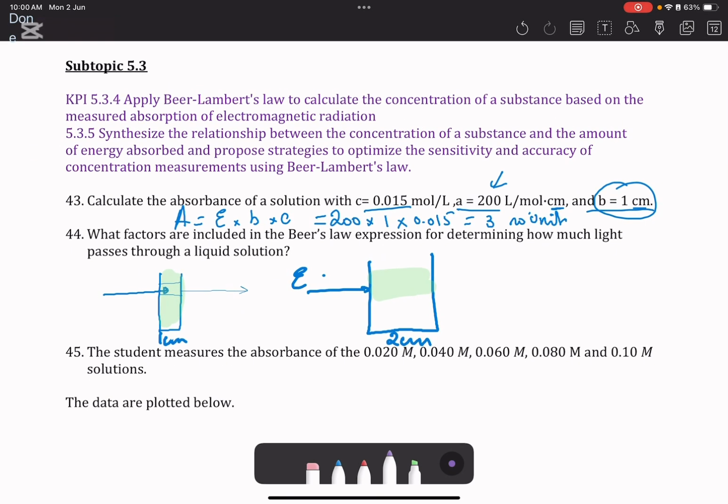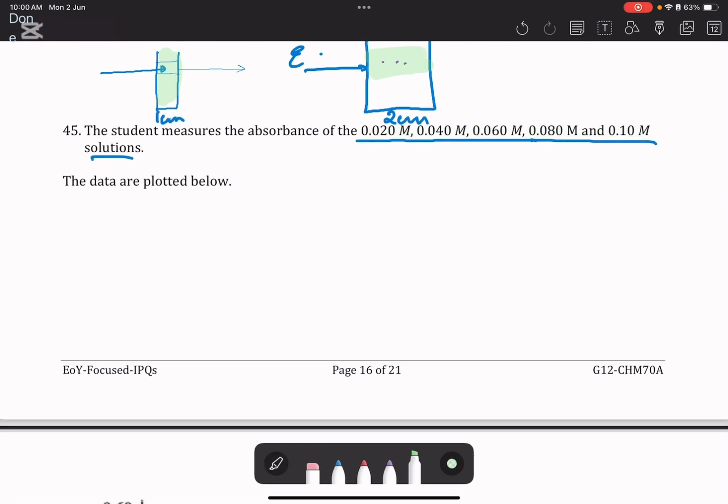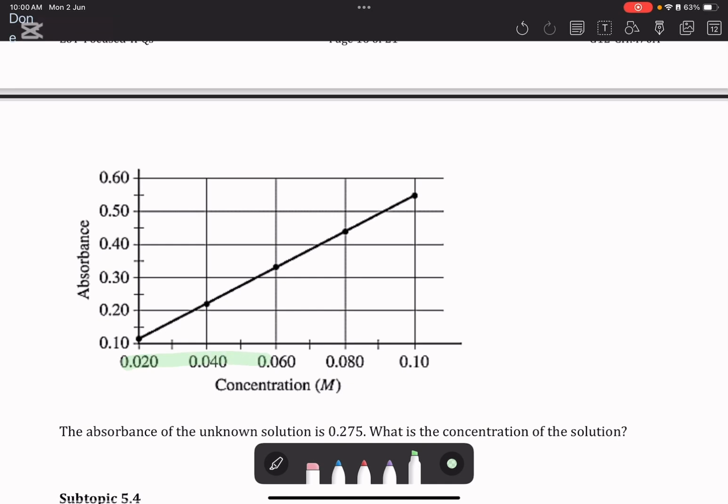C is the concentration. So based on the concentration, we can know the absorbance. More concentration, more absorbance. Less concentration, less absorbance. A student measures the absorbance of different concentration solutions. So as you can see here, the data are increasing. He's checking it at different concentrations, and here they are. Of course, it's a linear relationship because they are directly proportional.